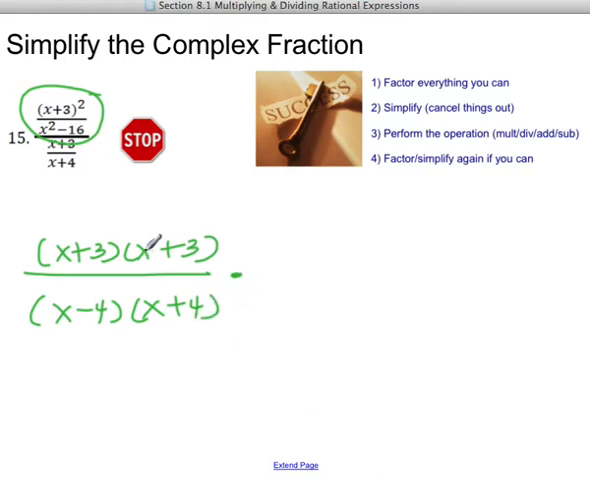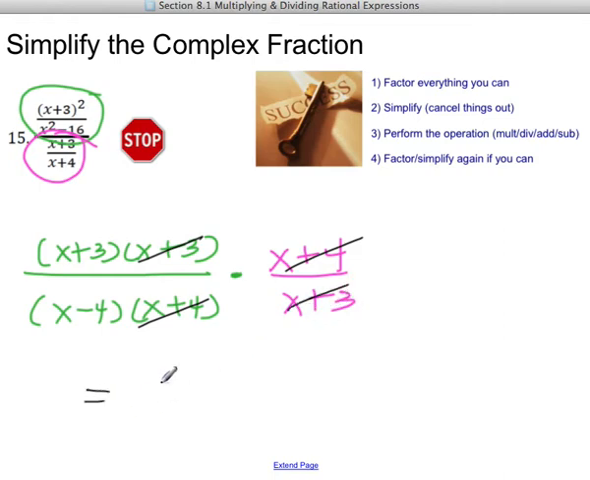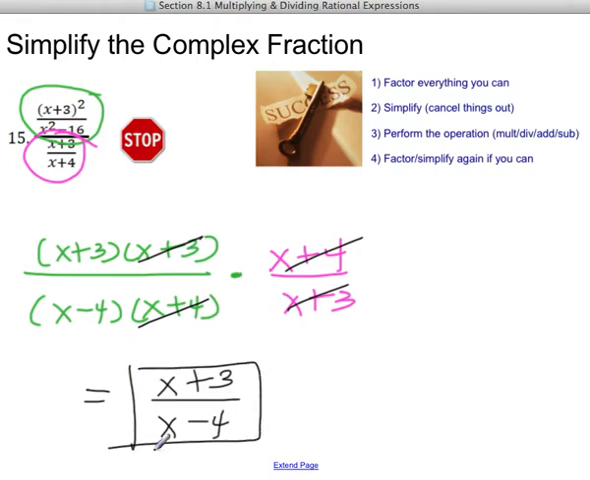times, now this is where we have to multiply by the reciprocal. So it's x plus 4 over x plus 3. And we go ahead and cancel. My x plus 4's will cancel, the x plus 3's will cancel, and so all I am left with is x plus 3 over x minus 4. Okay. All right, so there are our examples with complex fractions.